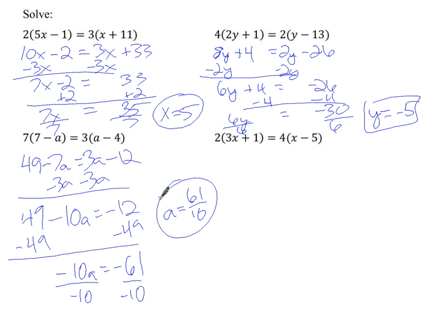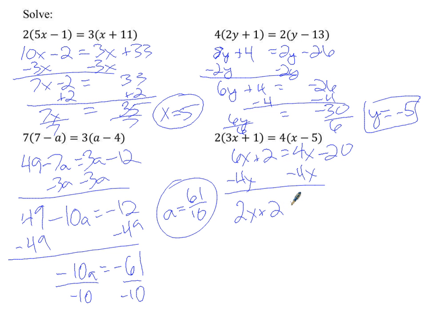All right, call on somebody. What do we do next on the last problem? Okay, so what do we get? 6x plus 2 equals 4x plus 20. 4 times negative 5 is negative 20, so minus 20. Okay, good. Call on somebody else. Good, we're trying to get the variable terms all on the left side. So subtract 4x from both sides. And what do we get? 2x plus 2 equals negative 20. Nice.